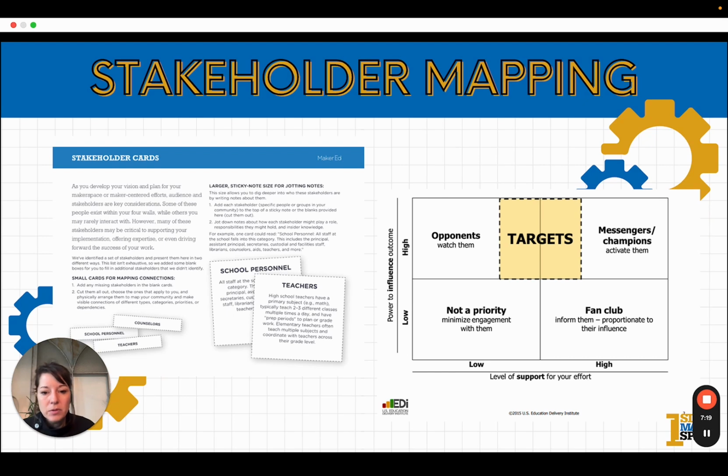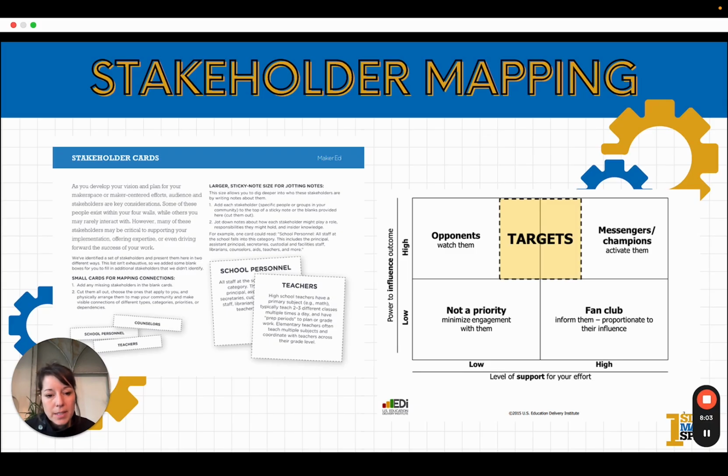So again, the documents for these can be found inside of the Maker Manager platform, but you will find this chart here and also a series of cards with stakeholder ideas listed on these cards. So as you develop your vision and plan for your makerspace, the audience and stakeholders are key considerations. And some of these people exist within the four walls that you're in, and others might be out within the community. Maybe you don't see or interact with them very often, but the idea is that you start to narrow down those people to find the specific targets that you believe will have the greatest impact on making your makerspace successful.